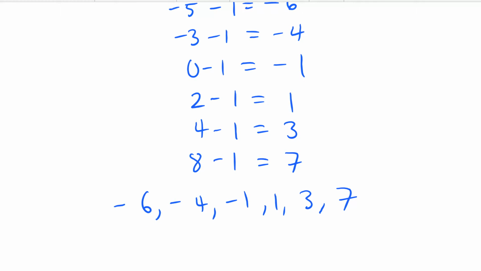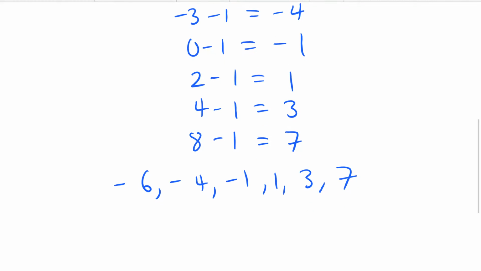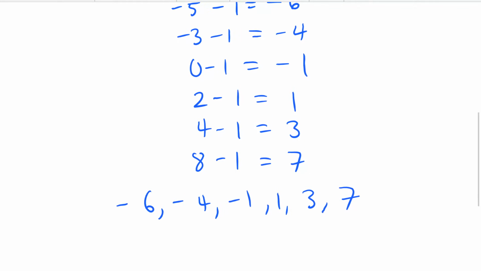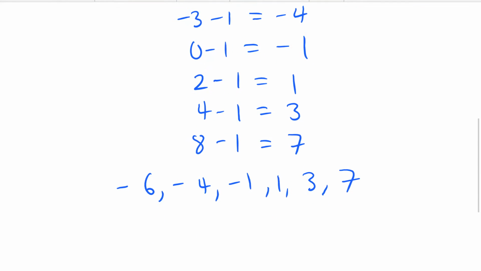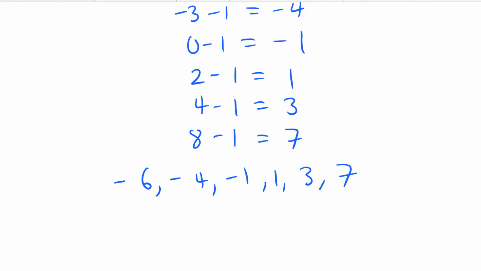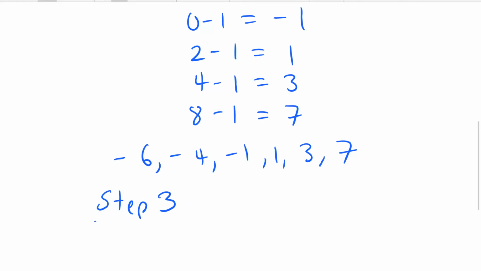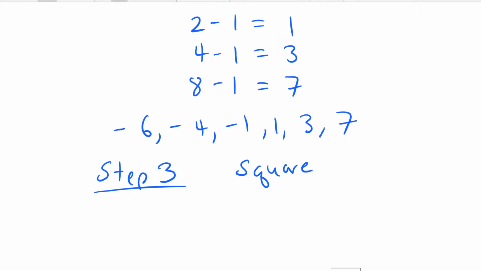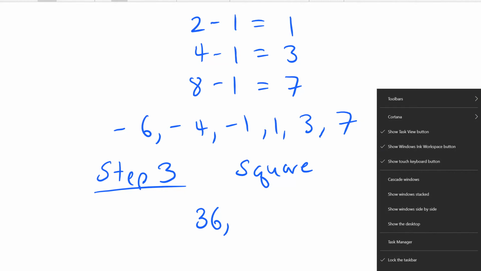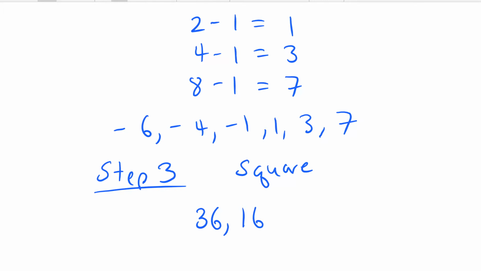Now that we have the deviations, we find the root mean square of this list of deviations. To find the root mean square, we read the 3 letters backwards: square, mean, root. So our step 3 here is to find the square of each number in the list. -6 squared is 36. -4 squared is 16. -1 squared is 1. 1 squared is 1. 3 squared is 9. And 7 squared is 49.